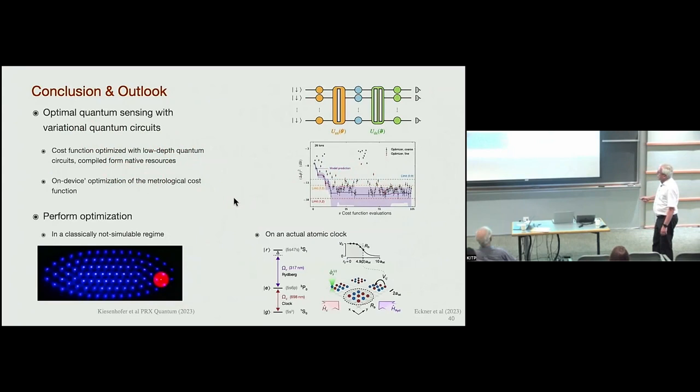And of course, what's very interesting is that we can go to a regime where we can no longer classically simulate the many body states that we want, both for the entangler, but also for the decoder. But the machine does it for us with the given resources. I think this is the take-home message, and it would be really great to see these things actually happening on the real atomic clock. Thank you.